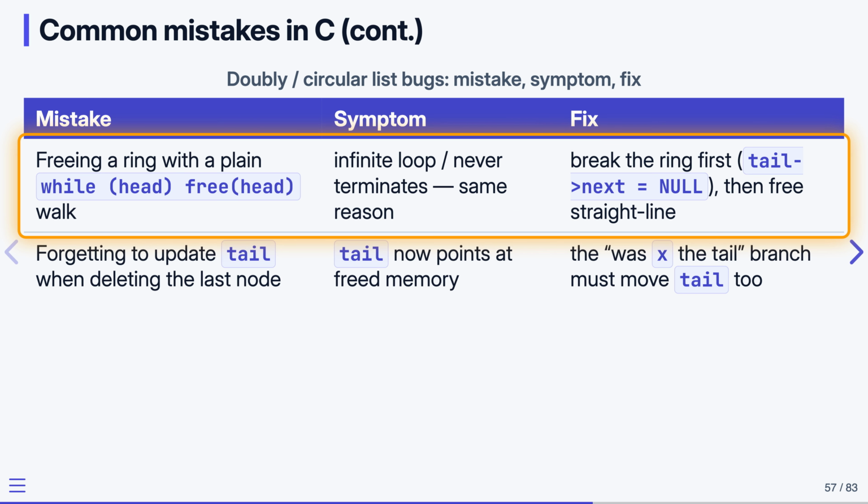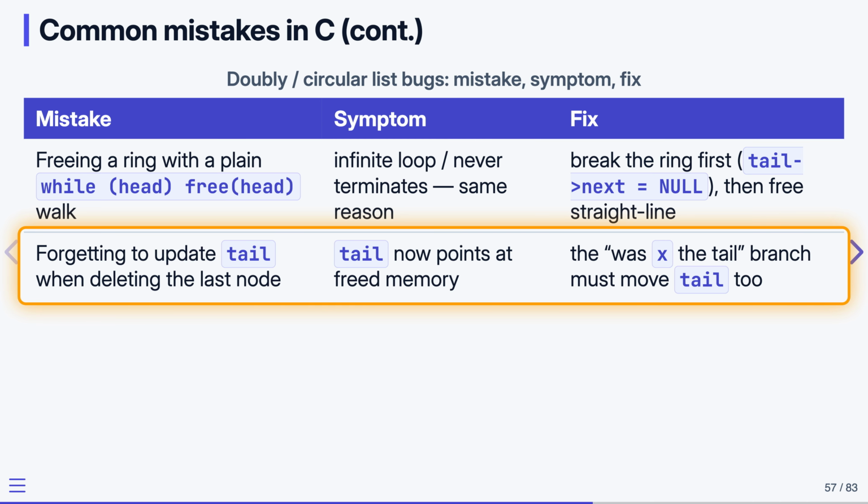The third mistake is freeing a ring with a plain while head, free head, walk. It never terminates for the same reason. The ring has no end. The fix is to break the ring first, with tail->next becomes null, and then free the nodes in a straight line. The fourth mistake is forgetting to update tail when you delete the last node. Then tail points at freed memory. The fix is to handle that case. The branch that asks, was x the tail, must also move tail.